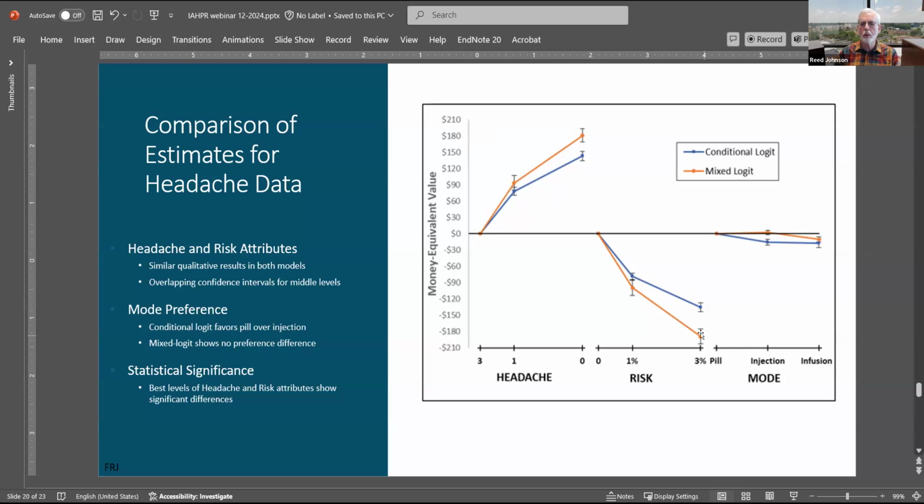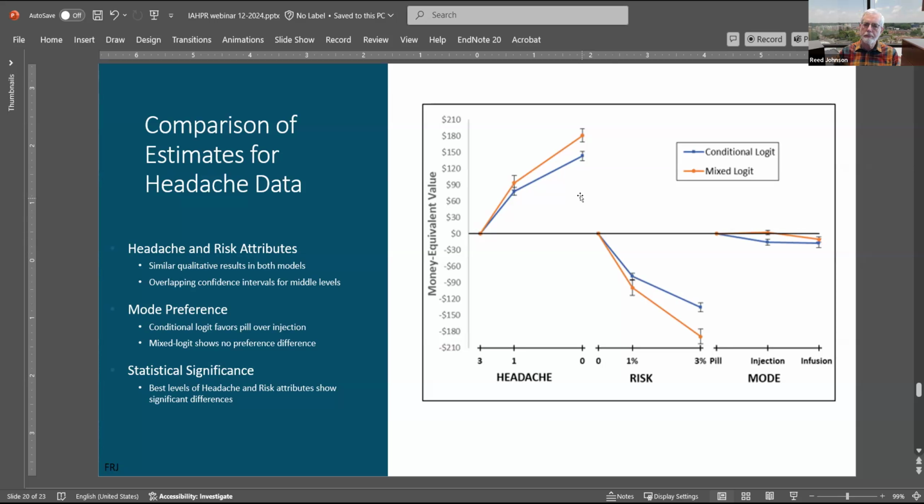Moreover, they're willing to pay more to avoid the risk. And we get a qualitatively different result here for mode of administration. For conditional logit, there is no difference between injection and infusion, but there is a statistically significant difference in the mixed logit model between injection and infusion.